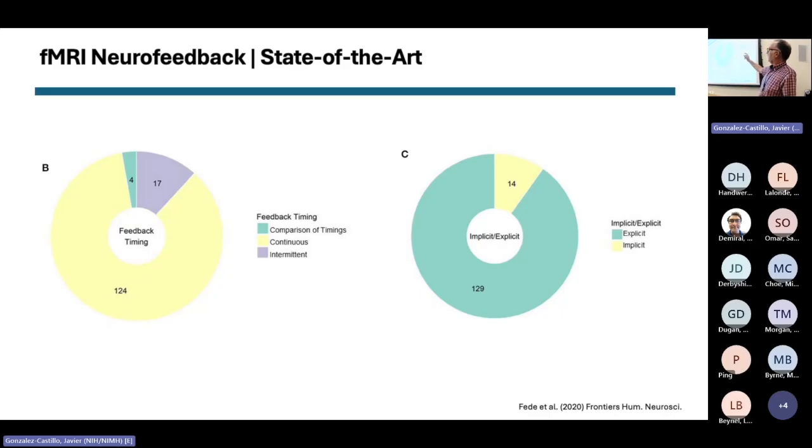And then there's this, where I'm going to spend a little bit more time, which is this kind of implicit or explicit. Explicit is you give them a strategy.